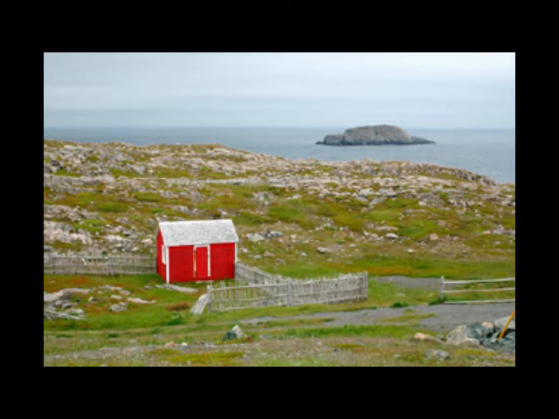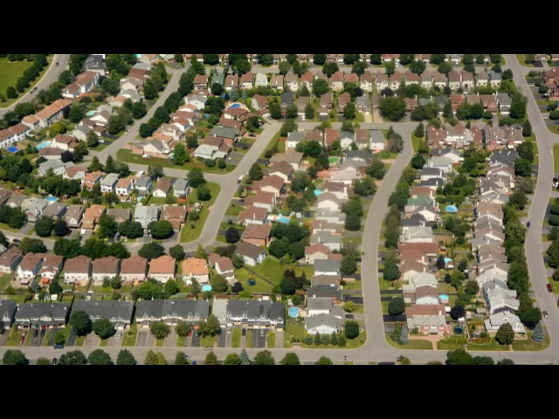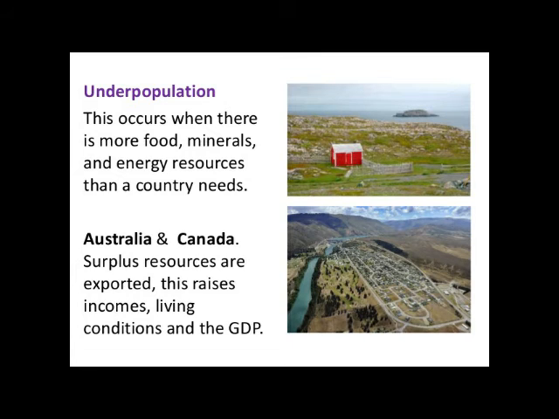Now here you can see in this picture that the place is underpopulated, and in the next picture also you can see that there are limited number of people who are living in a particular area, and hence the resources available are not fully utilized. Now underpopulation occurs when there are more food, minerals and energy resources than a country needs. For example, Australia and Canada.